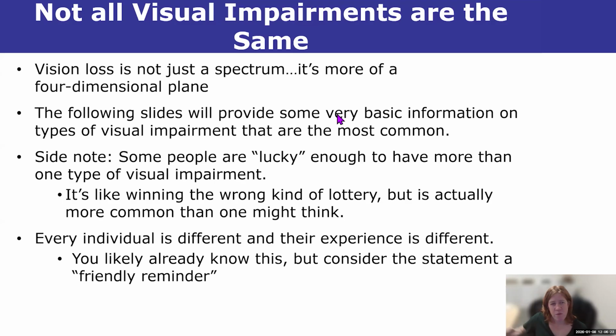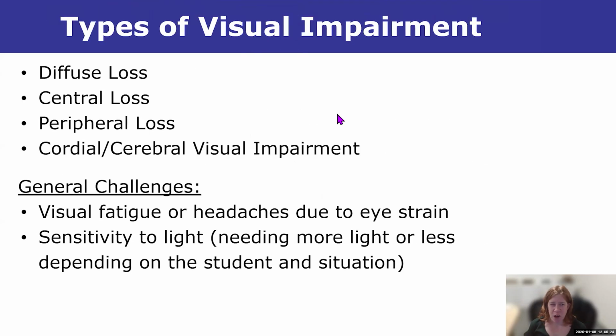Okay. So vision impairment types: there's diffuse loss, there's central loss, and peripheral loss. And there's also something called cerebral or cortical vision impairment. There are general challenges that are very common to everybody that has vision impairment, and very common to everybody, to be honest. Visual fatigue or headaches due to eye strain.